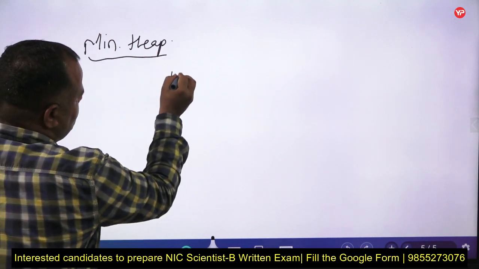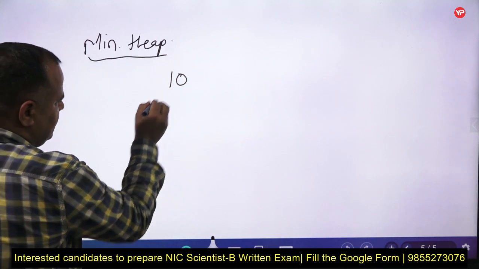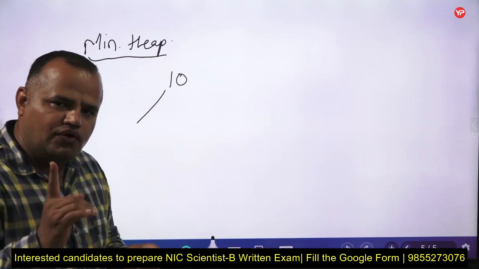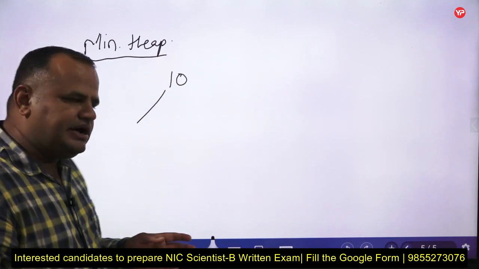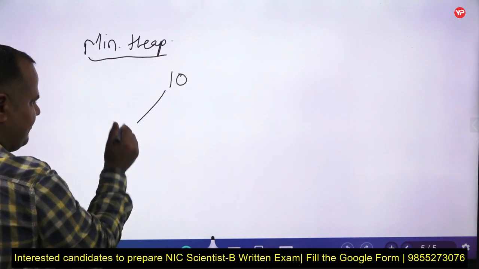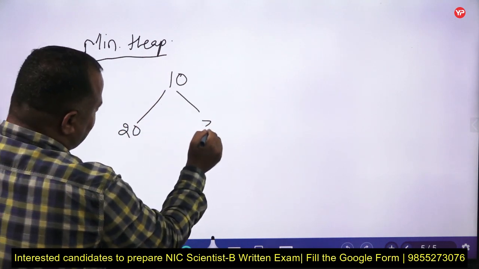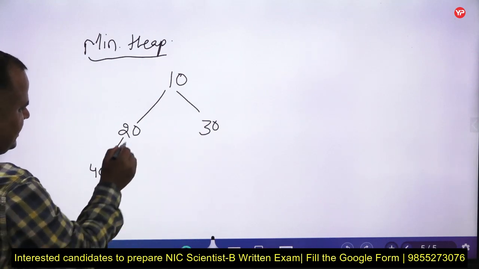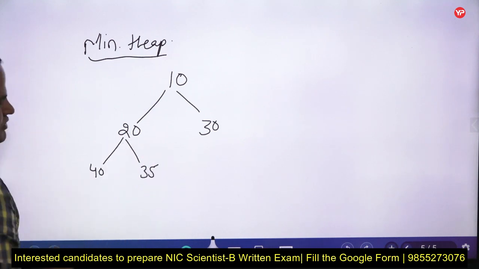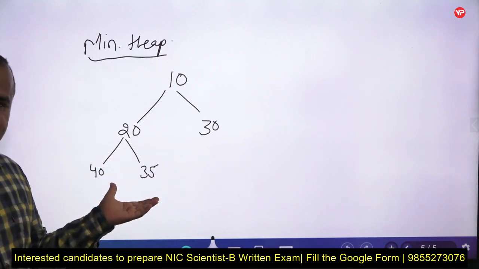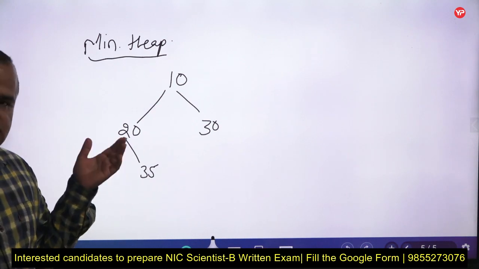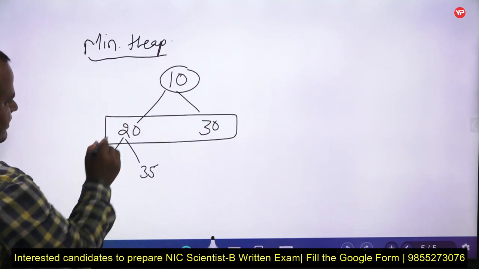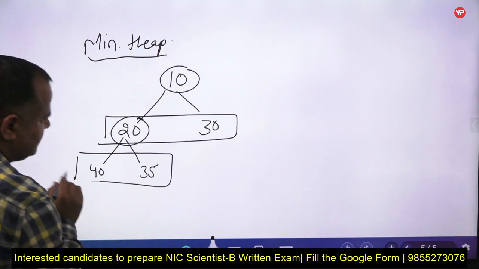In a min heap, the root or the parent element is always less than or equal to its child. Keep that in mind. So 10 is always less than or equal to its child. Now 20 is always less than or equal to its child. So can you tell me, is it an almost complete binary tree? Yes. Is it a min heap? Yes, because each parent is less than or equal to its child.